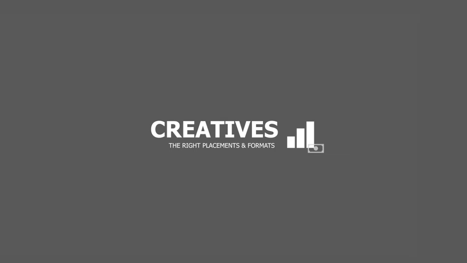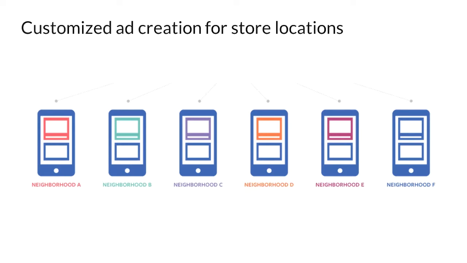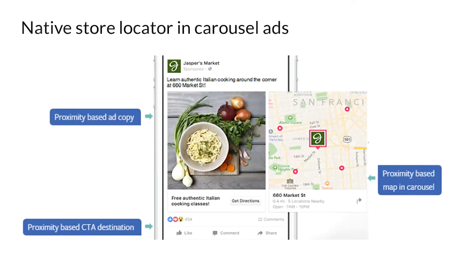What are the different creatives or placements or ad formats available for in-store sales campaigns? Now, since you're hyper localizing or providing a specific communication message for a particular store, you need to make sure that your messaging is tailored to that store. You need a specific local appeal for every store visit campaign that you're creating. So essentially, for each neighborhood that you are advertising, you need to have a unique ad or a unique copy that's included in your ad.